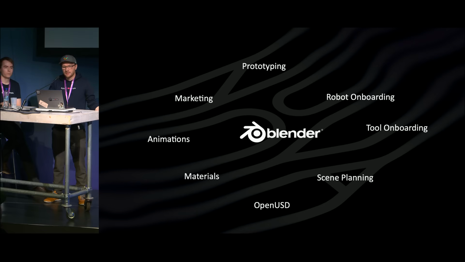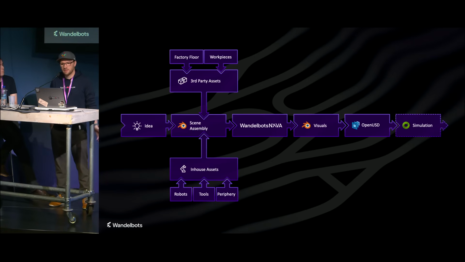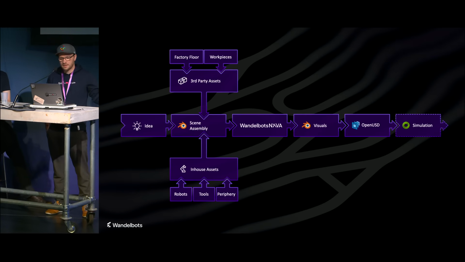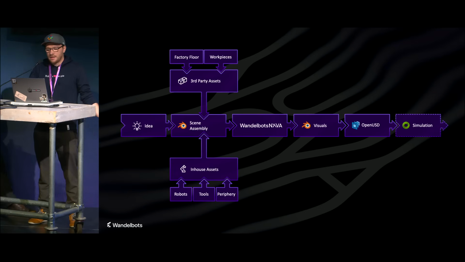And as mentioned, USD is our go-to format, because we are not only working with Blender, we are working with different applications. Especially for simulation, we started a couple of years ago with NVIDIA Omniverse, because for us it's important to have the physical accuracy. And here we visualize the entire pipeline. It's not totally automated, there are a couple of manual steps in there. It always starts from idea or customer request, and then from there we decide whether we need new assets or we can just reuse what's already there.